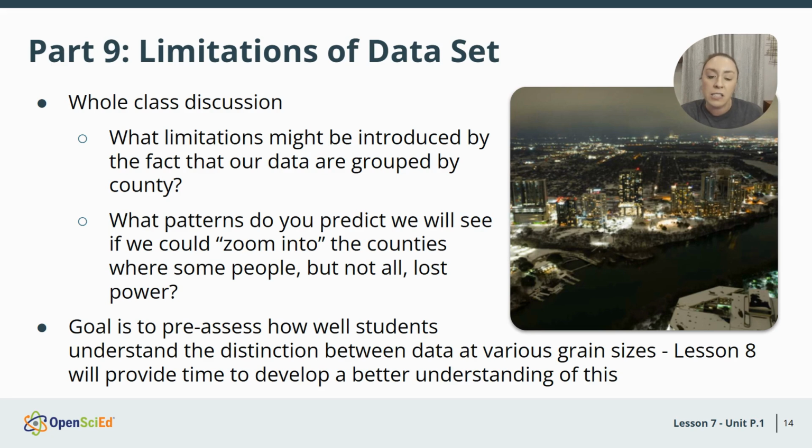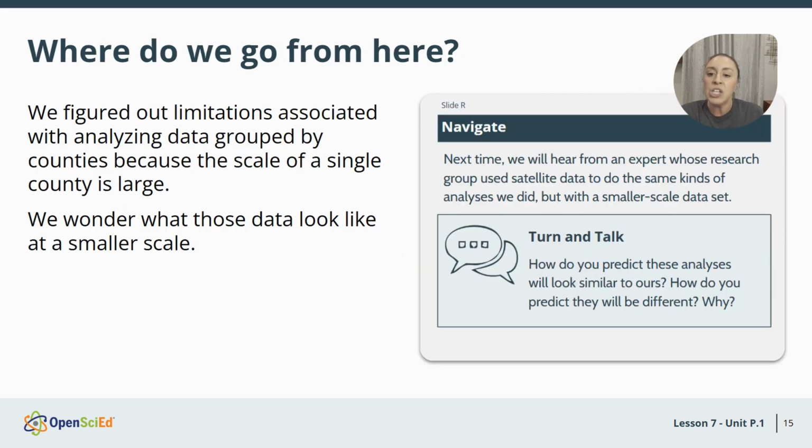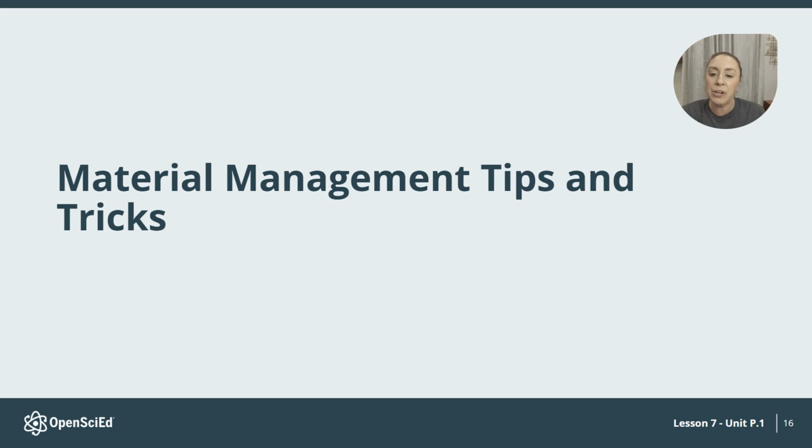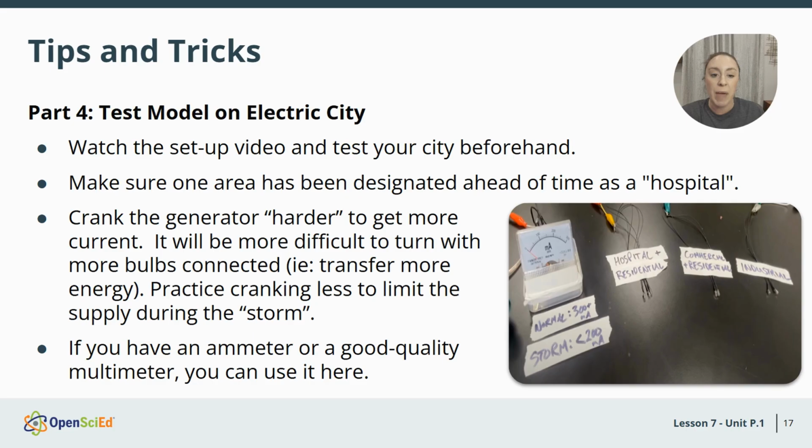Lesson 8 is going to provide a better understanding of this, but this discussion here in part 9 of day 2 helps you see where students are on their own first. So from here, we figured out that we are limited by the data grain size that we have. So we wonder what this data might look like at a smaller scale and see if we can explore that for next time. As we wrap up here, let's talk about some material management tips and tricks to be successful.